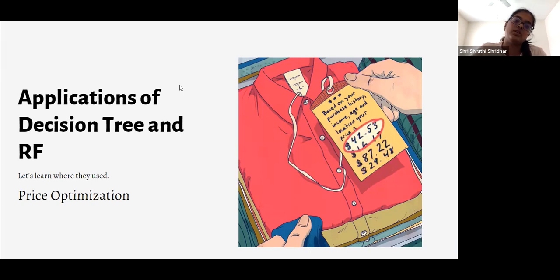It's not just based on that particular event. It's also based on how many people buy this item, and how useful it is today. What are the competitors' prices like? So they use different features, and they use that to decide the price of a particular item. So that is another example where we can use a decision tree and random forest.